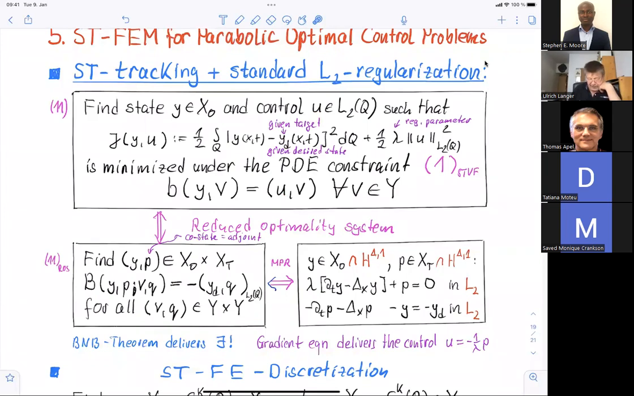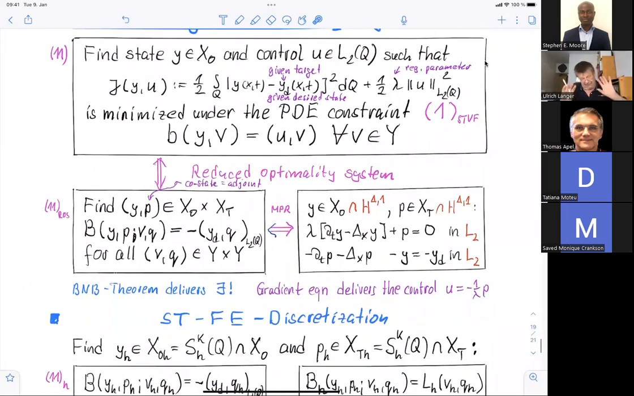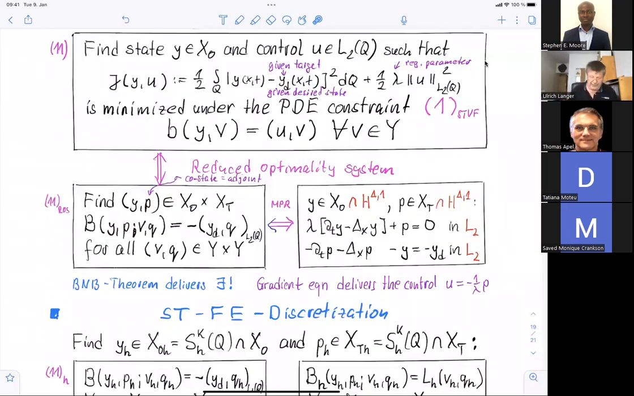We want to track a given desired state or target, and we want to find, say, a temperature that is very close to this given temperature. So we have to regularize this. We use L2 regularization as usual. It's very standard. Lambda is the regularization parameter. One can easily prove existence and uniqueness using the solution operator, since it's a quadratic minimization problem.